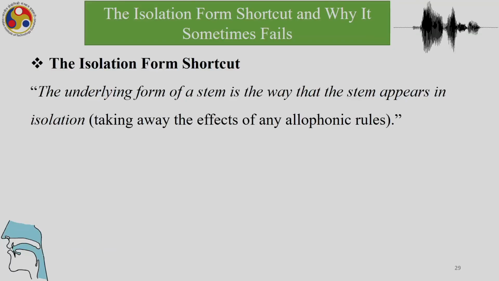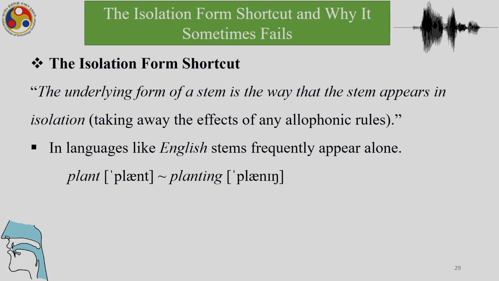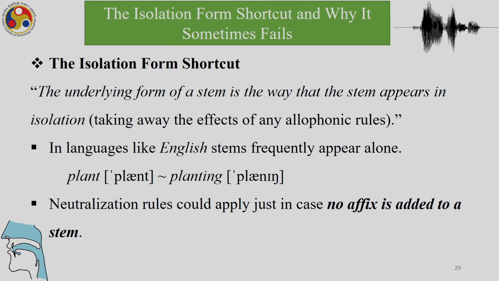And finally, the isolation form shortcut. The underlying form of a stem is the way that the stem appears in isolation, taking away the effects of any allophonic rule. So one of the hypotheses of the underlying form is that it is the one that appears in isolation. We will see how that works out. In languages like English, stems frequently appear alone. So as in plant, planning, we have a T deletion there.